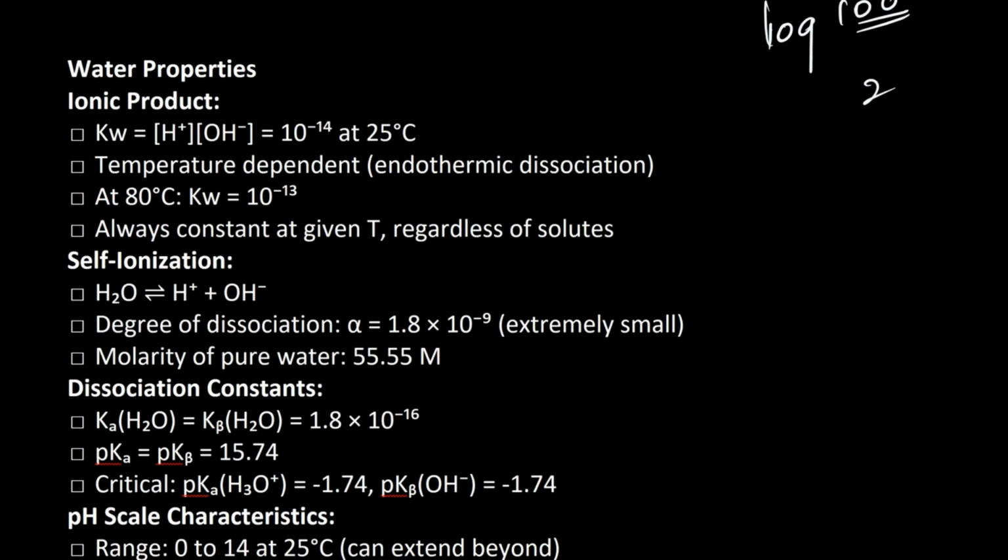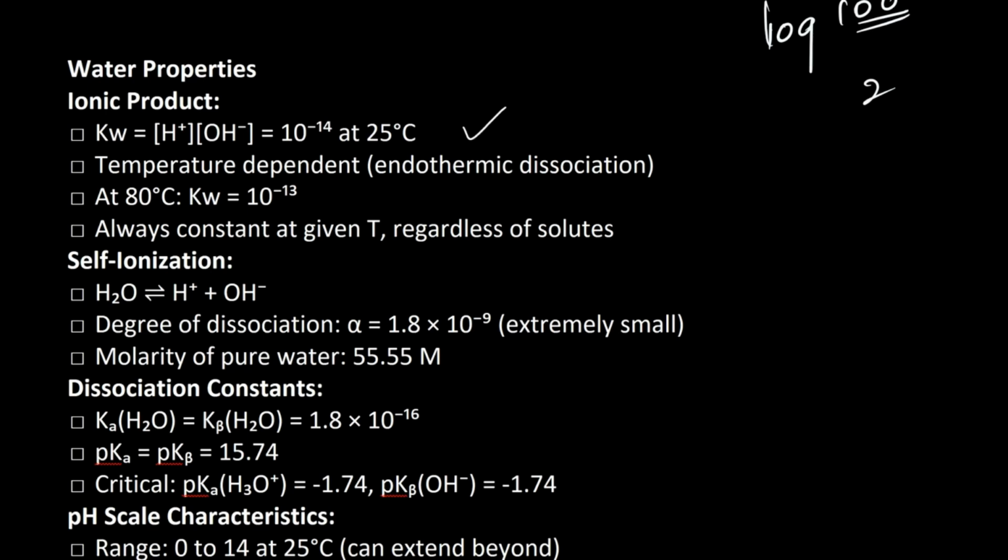Then pH plus pOH is equal to 14. Sometimes in questions they will give you the base and you will be calculating the pOH value, but the question will be asking for pH. Okay, so please make sure that you are reading the question very carefully.